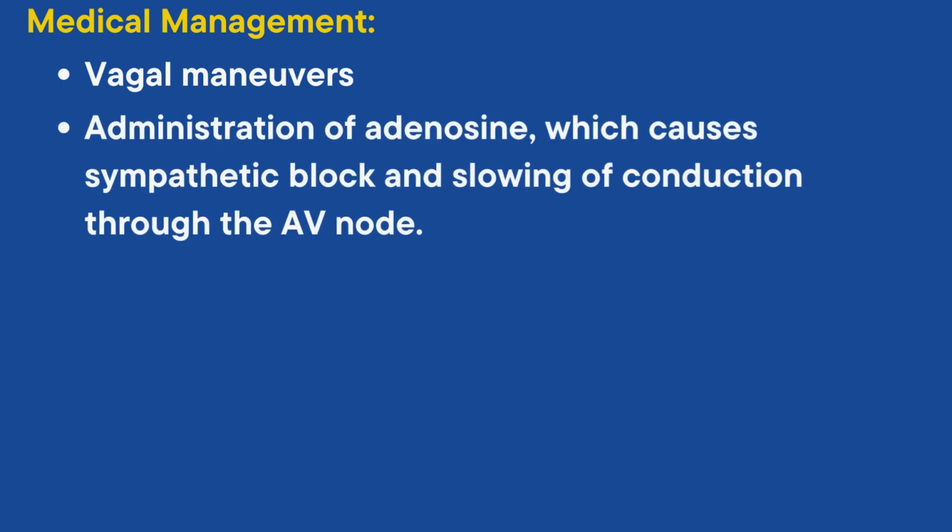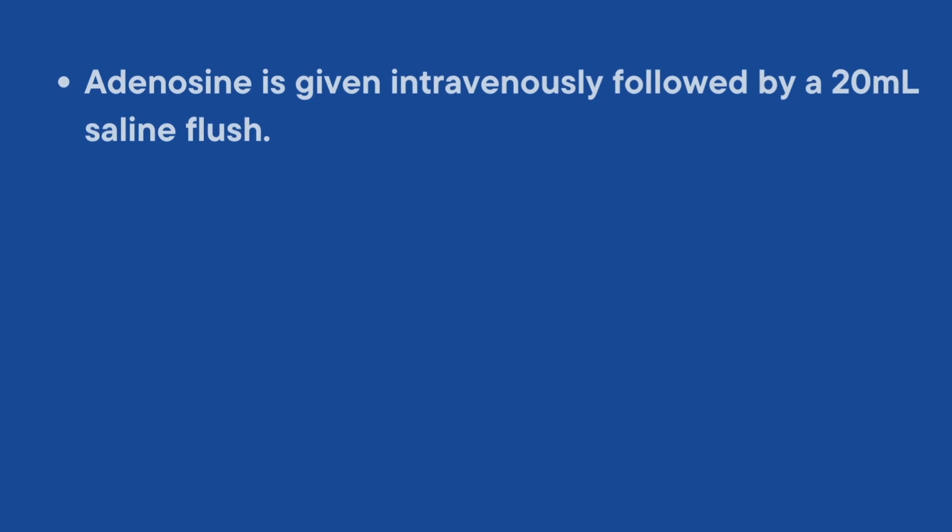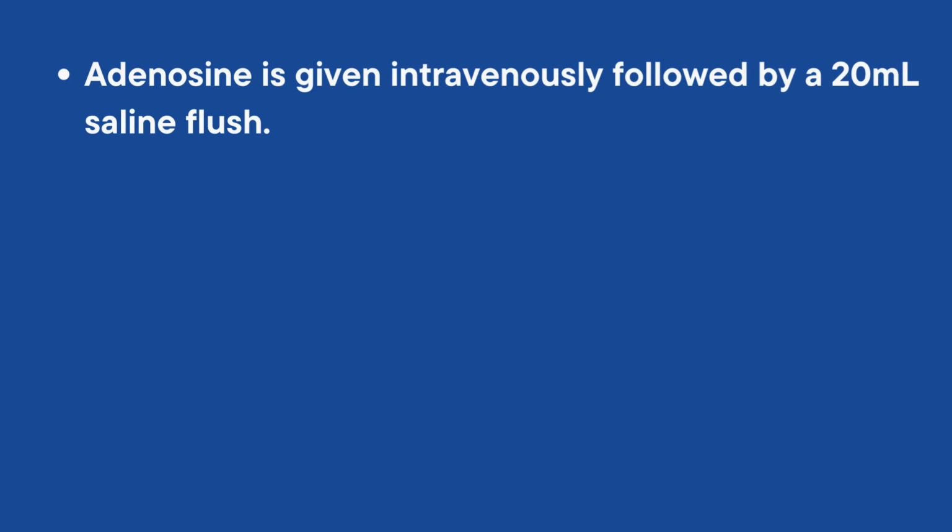Medical management involves the use of vagal maneuvers or administration of adenosine, which causes a block and slowing of conduction through the AV node. This may terminate the tachycardia optimally. It will facilitate visualization of flutter waves for diagnostic purposes. Adenosine is given intravenously by rapid administration and immediately followed by a 20 ml saline flush and elevation of the arm with the IV line to promote rapid circulation of the medication.